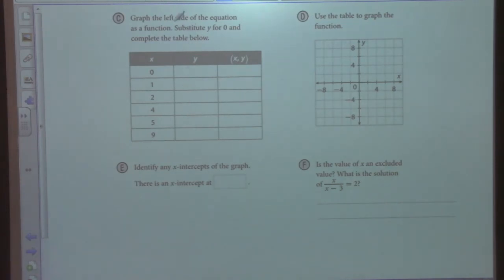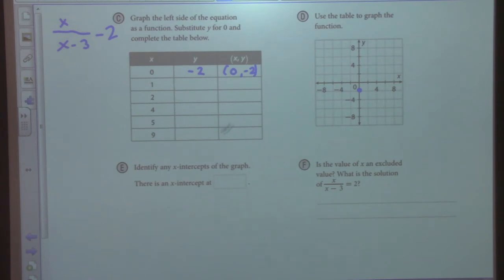So you have this table, graph the left side of the equation as a function. So the left side is going to be x over x minus 3 minus 2. And if you plug these in, and I'm going to do this real fast, if you plug in 0, you get 0 minus 2 or negative 2. So the point that we get here is 0, negative 2, which is going to show up right here.